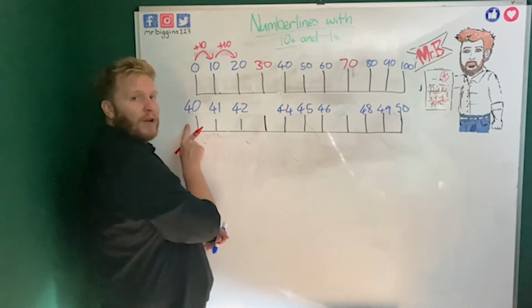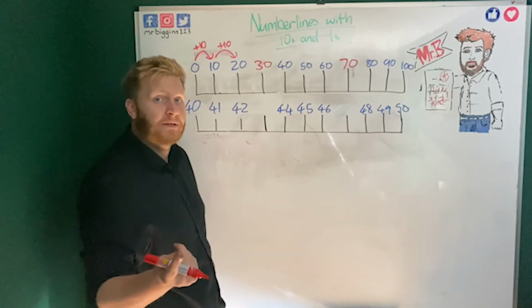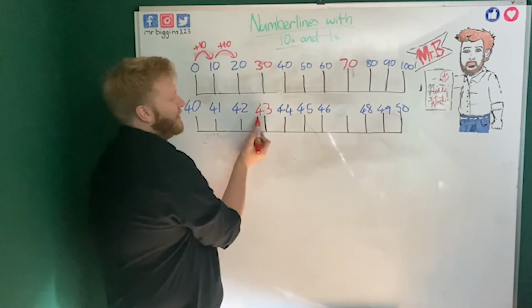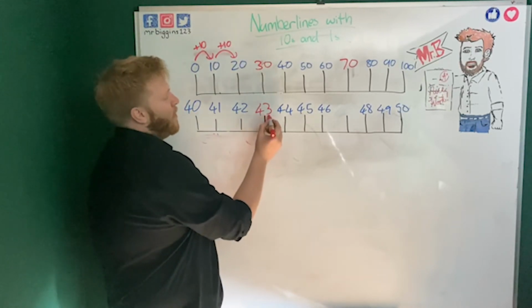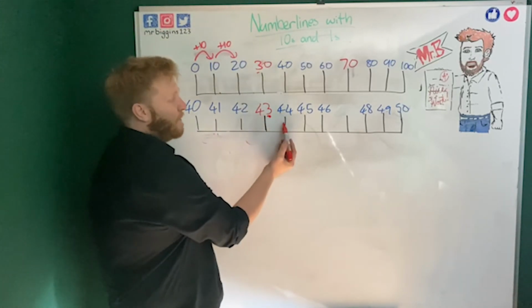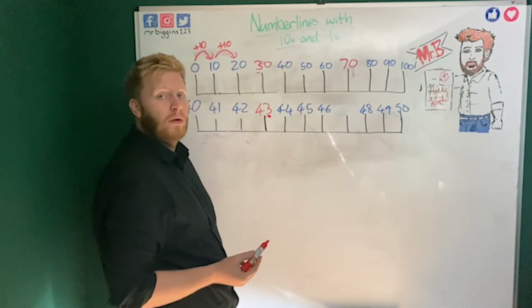So I start at 40, 41, 42. What do you think will be next? He said 43. Well done. Look, my 10 stays the same. It goes up. Look at that number there. 3. Same. I had a 3 10 there. 44, 45, 46.